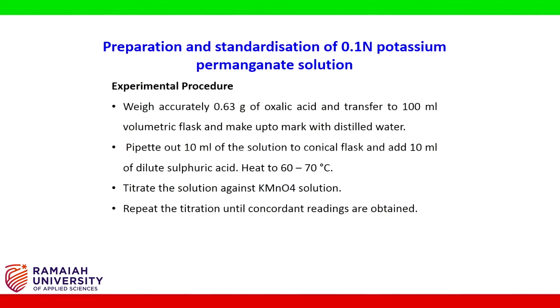Experimental procedure: weigh accurately 0.63 gram of oxalic acid and transfer to a 100 ml volumetric flask and make up to the mark with distilled water. Pipette out 10 ml of the solution to a conical flask and add 10 ml of dilute sulfuric acid and heat to 60 to 70 degrees. Titrate the solution against potassium permanganate solution. Repeat the titration until concordant readings are obtained.